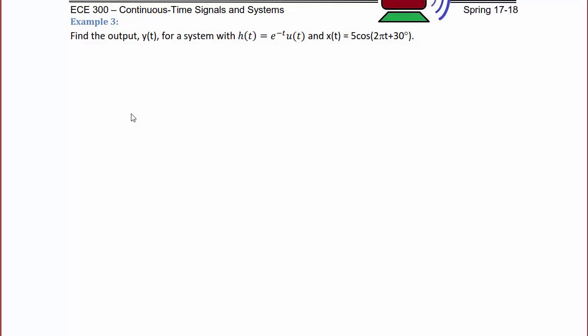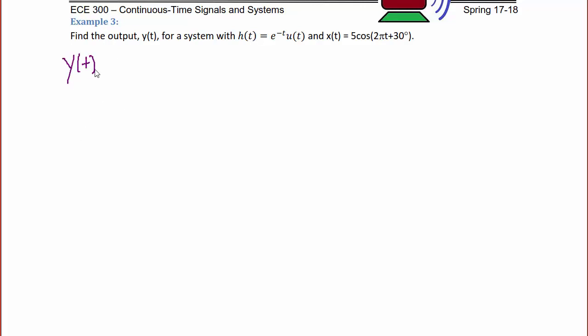Example 3. Find the output y of t for a system with h of t equals e to the minus t u of t and x of t equals 5 cosine (2 pi t plus 30 degrees). The way you would have done this problem in AC circuits would have been to find the phasor equivalent for x of t, and then you would have solved for y of t by doing the following.